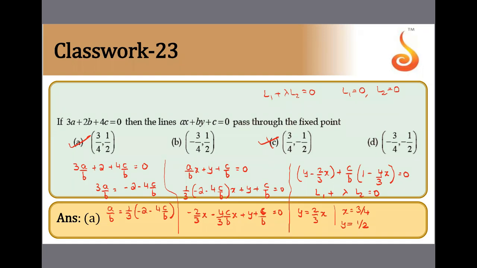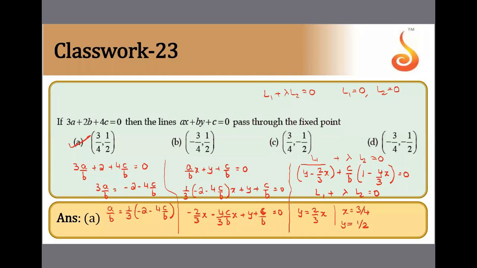Any doubt? So we bring it in the form of L1 plus lambda times L2 is equal to 0. L1 is equal to 0, L2 is equal to 0. So we brought this as L1 plus, instead of lambda, c by b is written, this is L2 is equal to 0. So L1 and L2, if you solve, you get the point of intersection 3 by 4 comma 1 by 2.